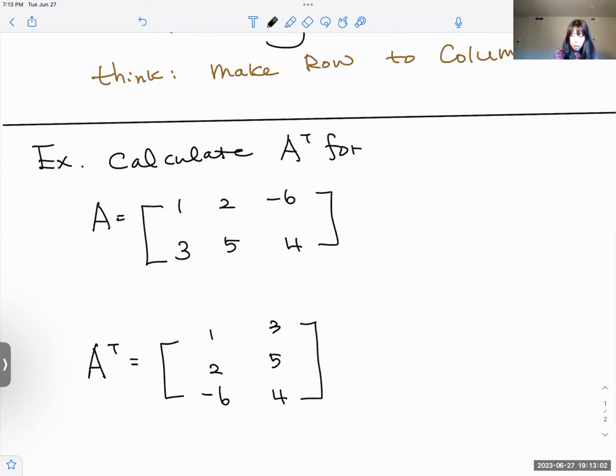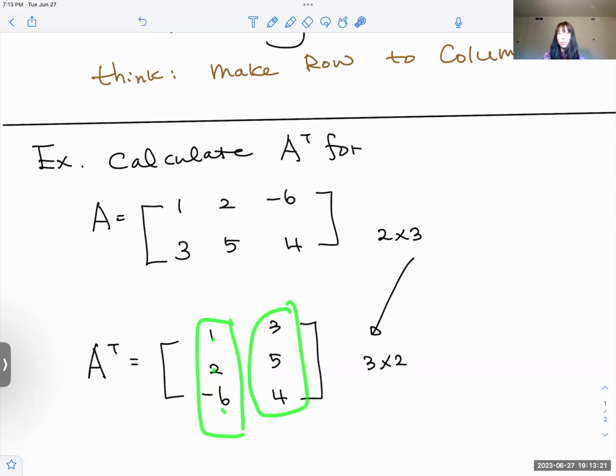Basically, look, we have a 2 by 3, and then we are using a 3 by 2, right? So 3 by 2. The ij entry becomes the ji entry, right?